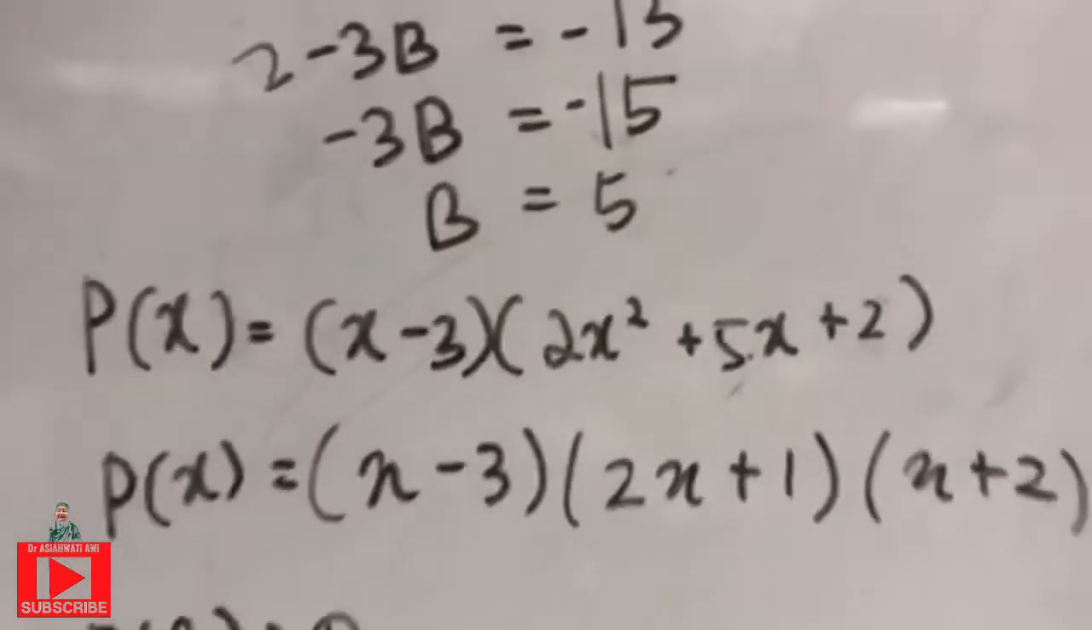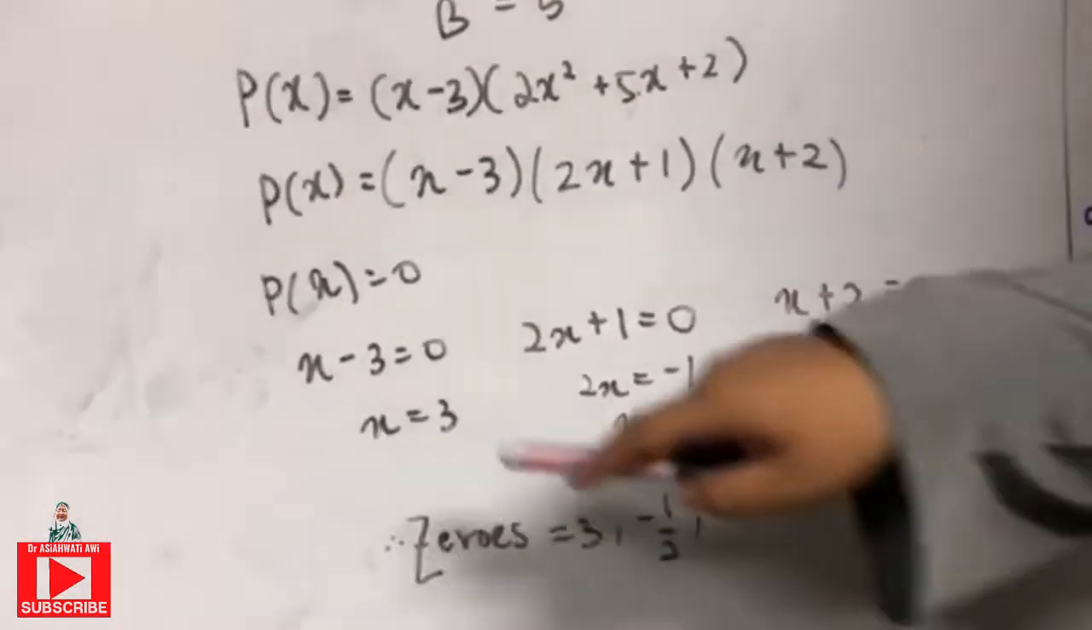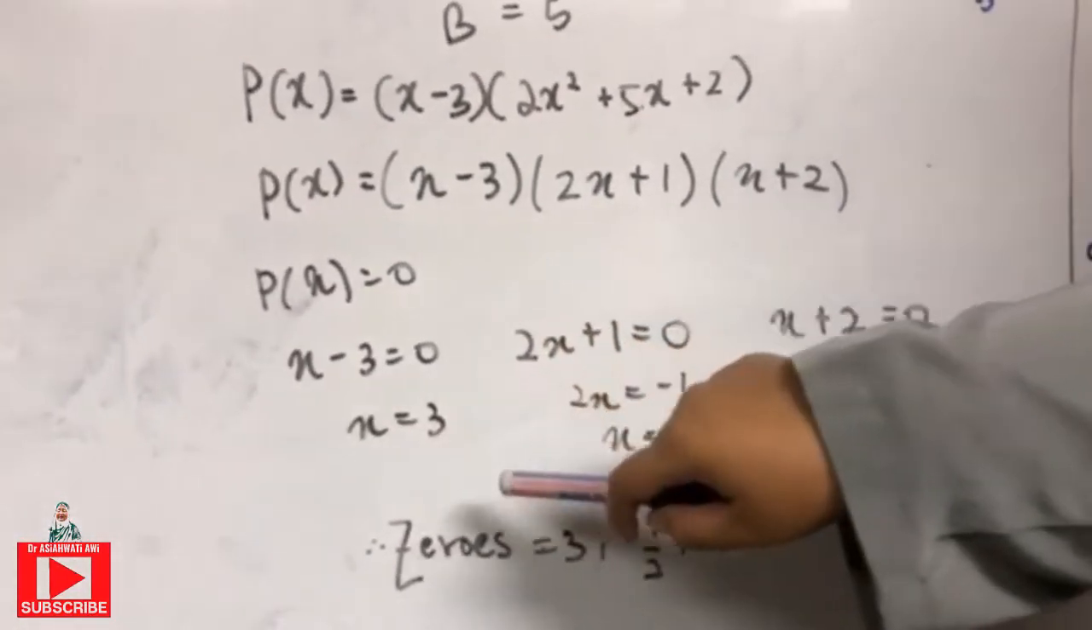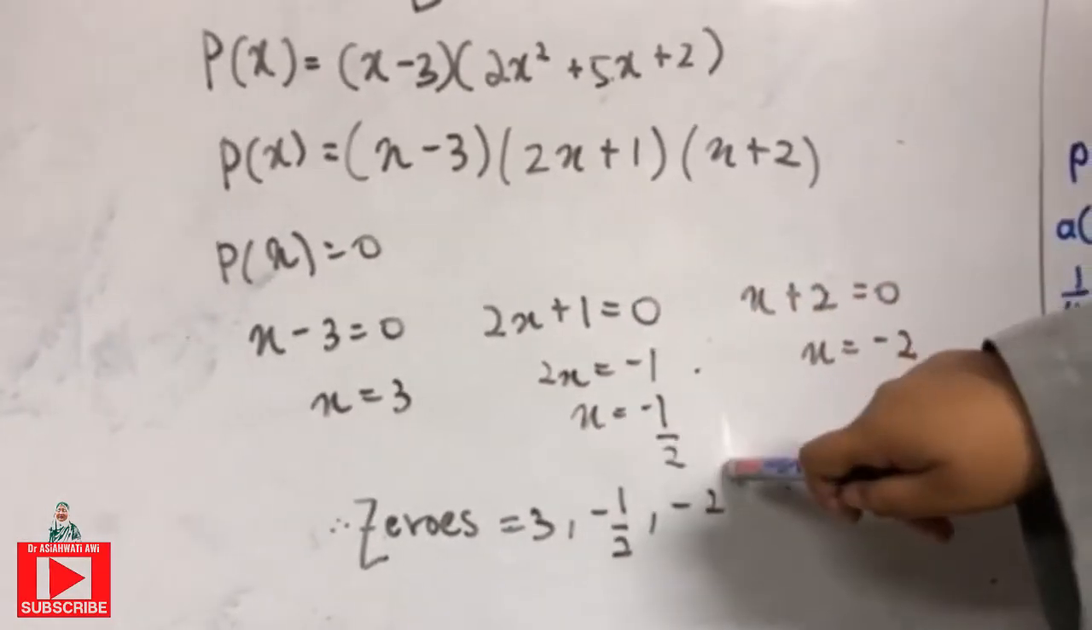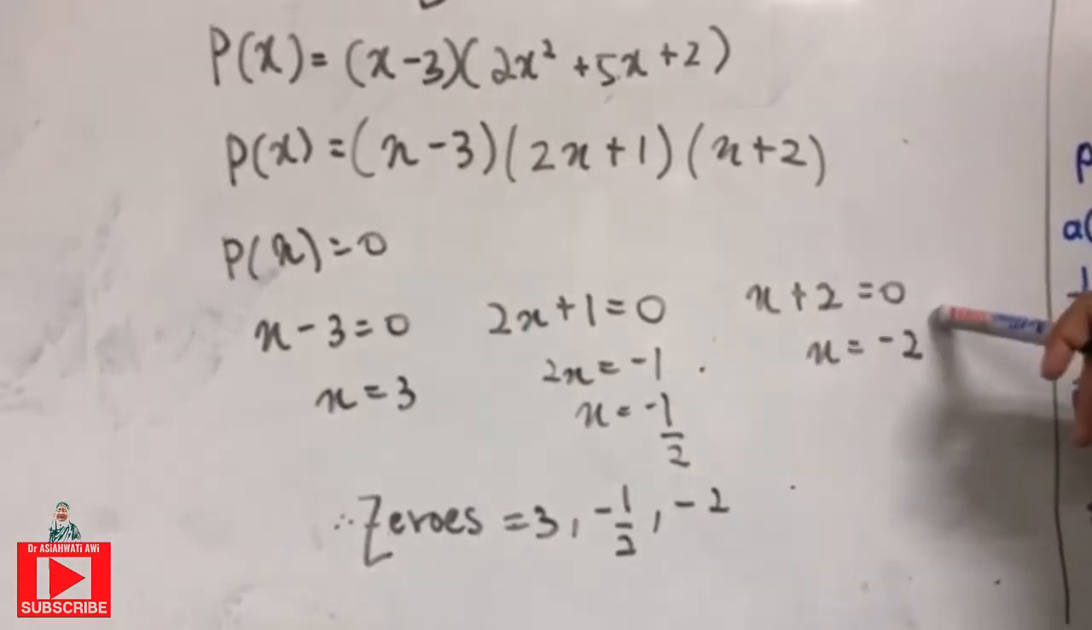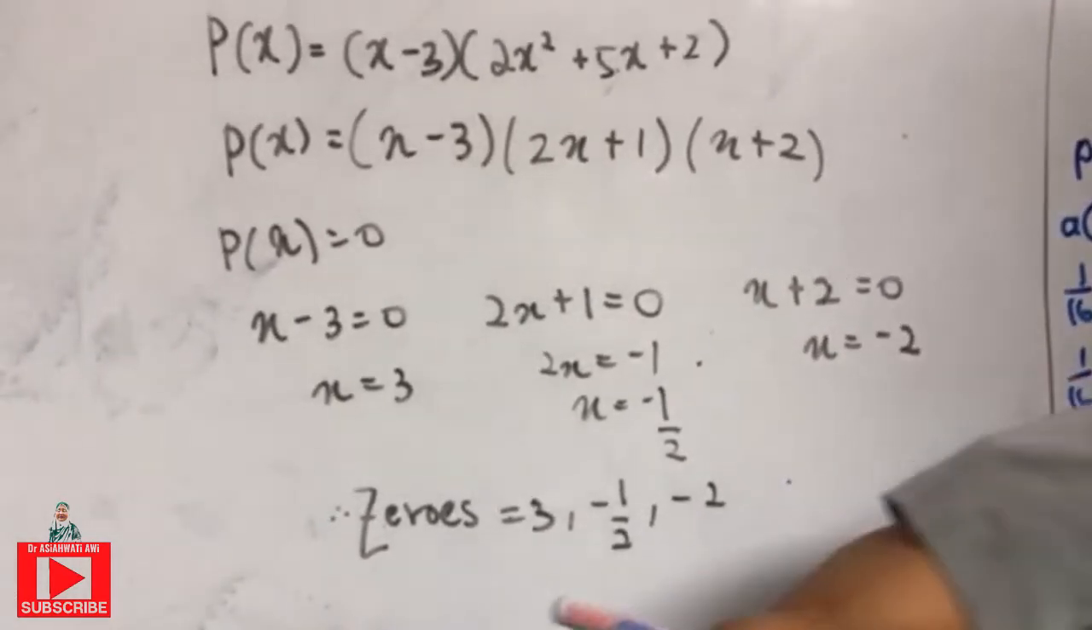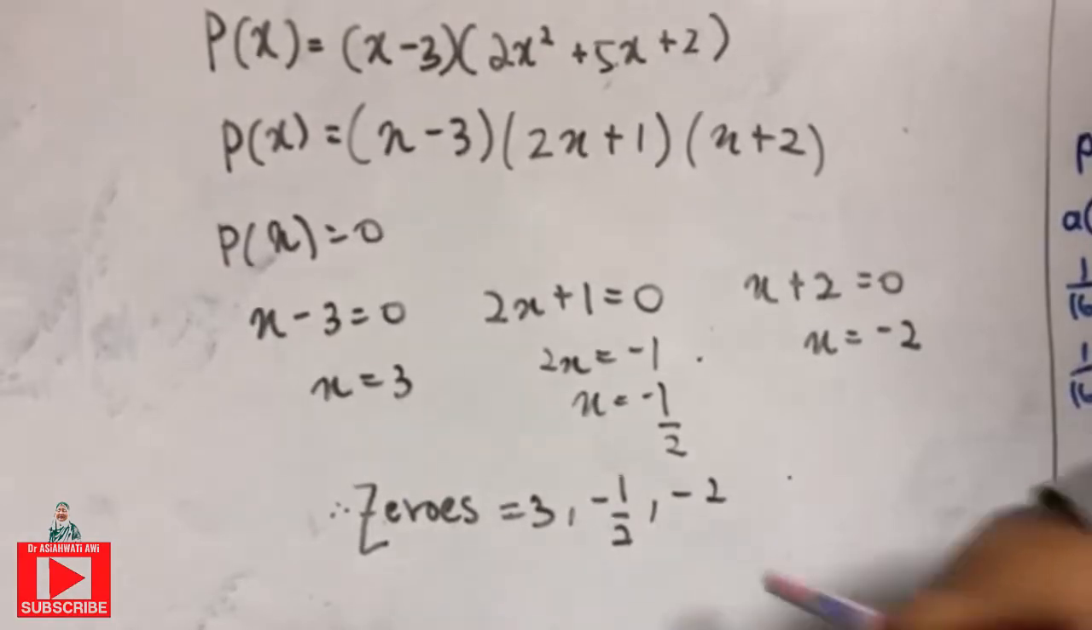Okay, equals to 0. So x minus 3, so x equals 3. So 2x plus 1 equals to 0, x equals to negative 1 over 2. x plus 2 equals to 0, so x equals negative 2. So the zeros of p(x) are 3, negative 1 over 2 and negative 2.